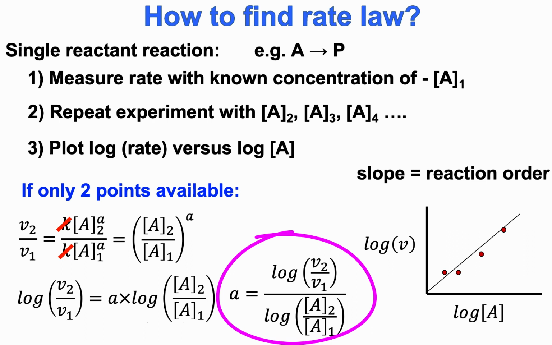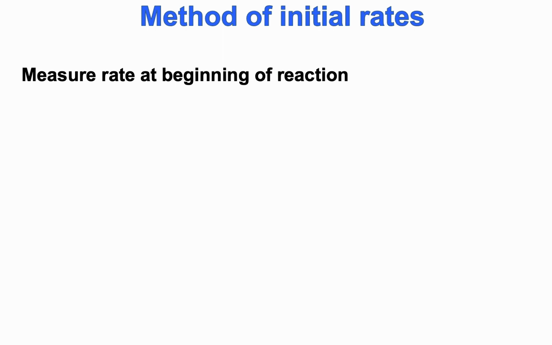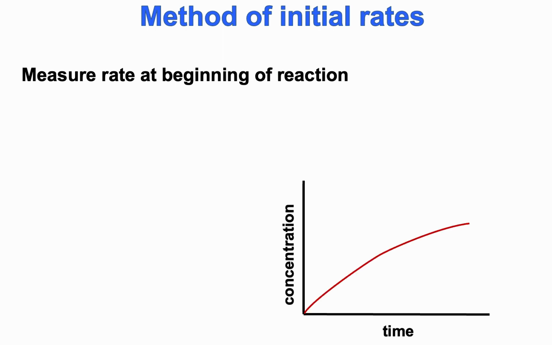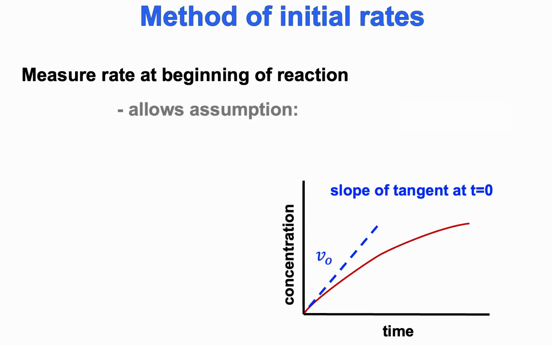This log method for calculating the order of a reaction is usually combined with the method of initial rates, where the rate is measured at the beginning of the reaction. So for example, if we're measuring the rate of a reaction by monitoring the appearance of the product over time, then we can take the slope of the tangent to the curve at the very beginning of the reaction. This gives the initial rate, where we are indicating that the measurement is done at time t equals 0 with this not subscript.